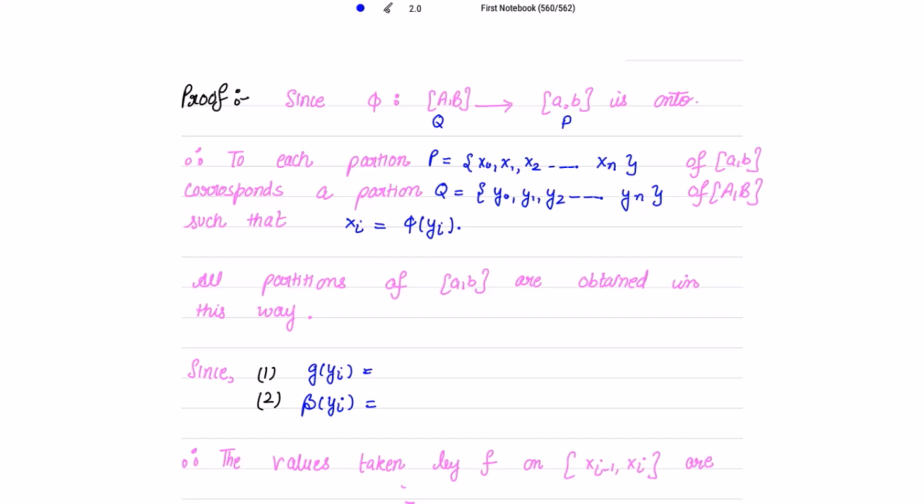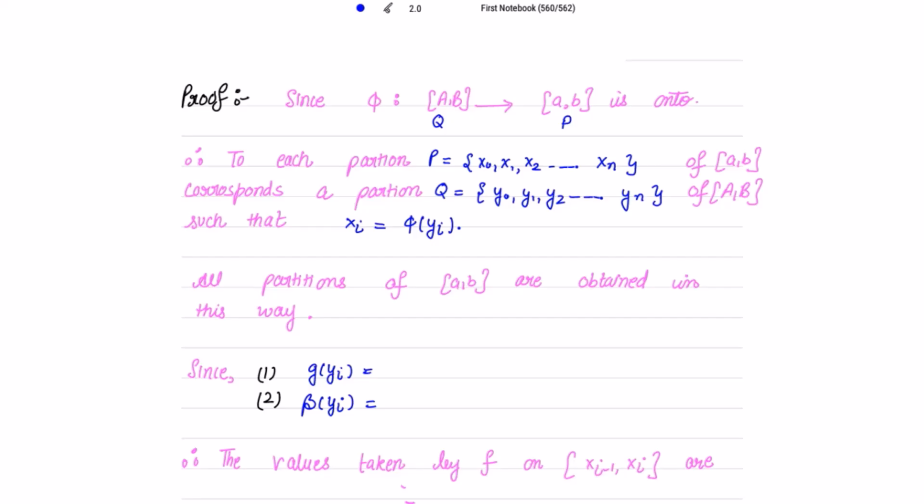Simple, right? Because here Q is defined to be a partition, and elements of Q are like y0, y1, y2. So for every element xi, there exists an element yi such that xi is equal to phi of yi. This is the definition of an onto function. Now all partitions of the closed interval [a, b] are obtained in this way.